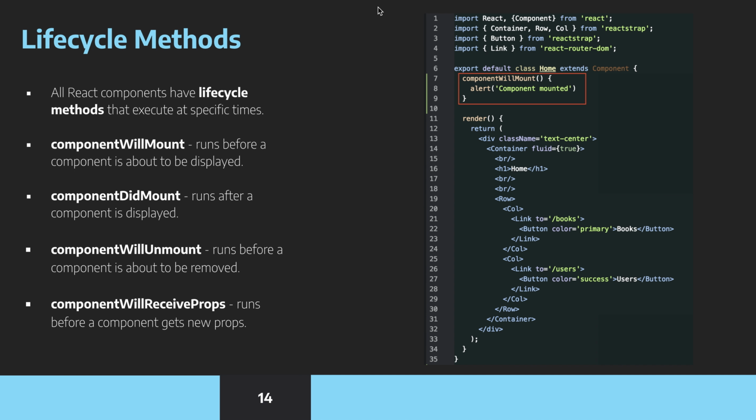And the idea is this allows you to have some control of when to run functions when your component just gets loaded on the page or is being removed. So you can see in the home component, I have a simple component will mount, and it basically just calls a JavaScript alert to let you know that the component was mounted when it comes onto the page.